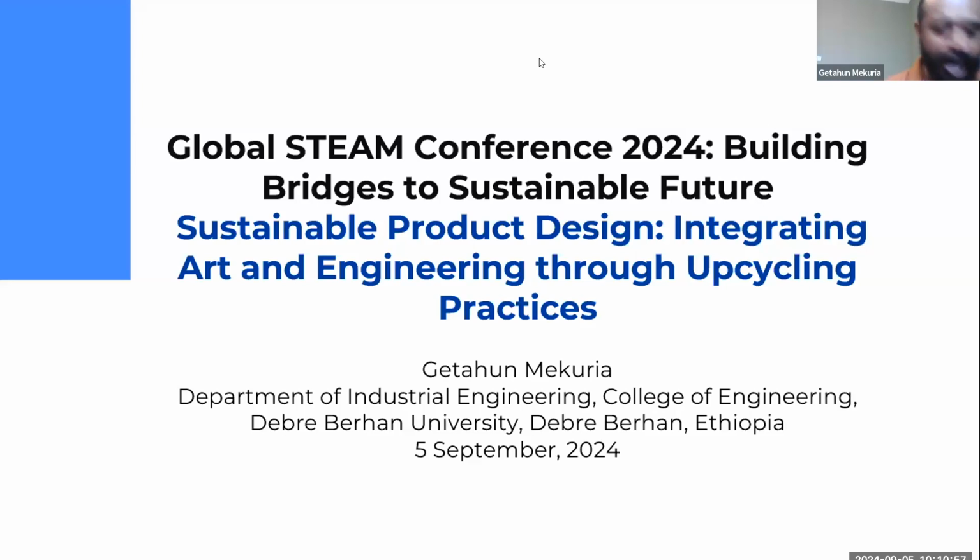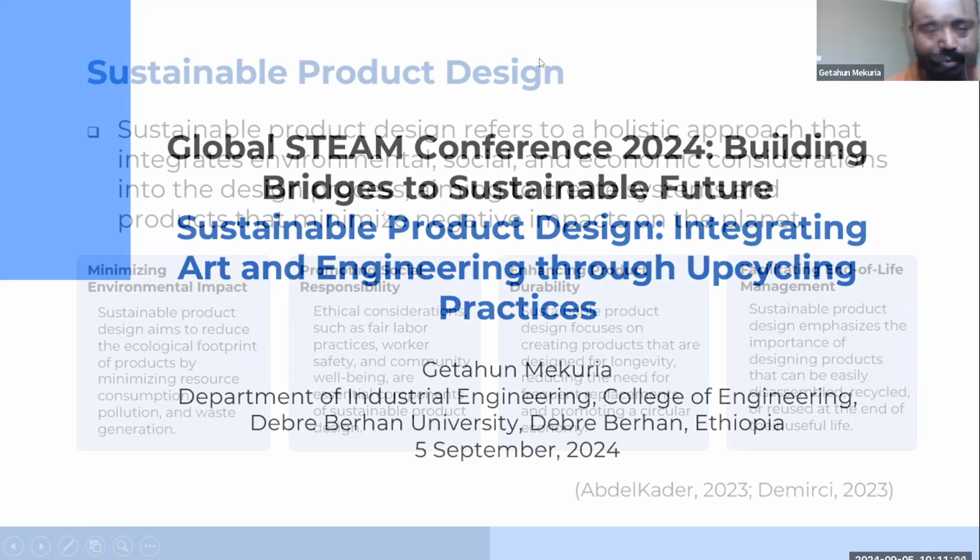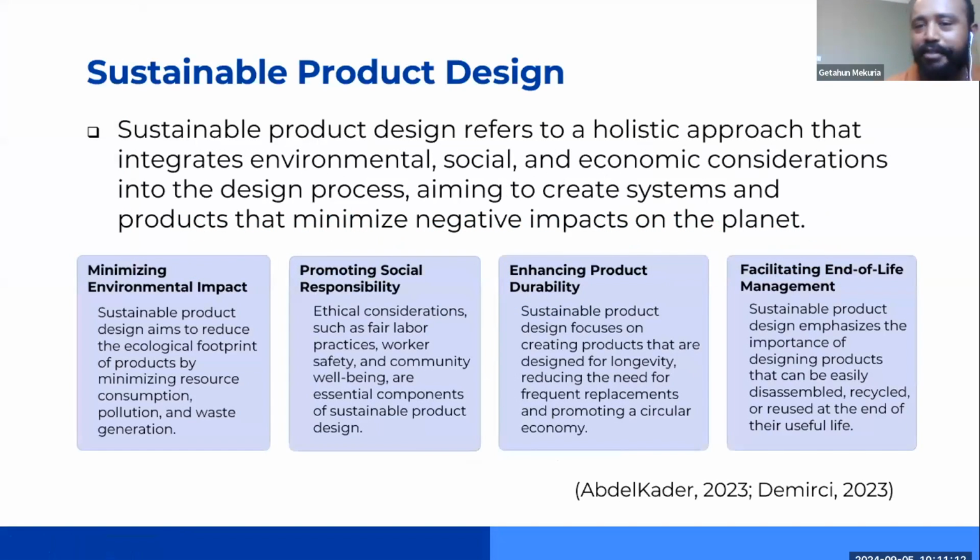So let me start by understanding what sustainability in product design really means. Sustainable product design is a holistic approach, which integrates environmental, social, and economic considerations into the design process, aiming to create systems and products that minimize the negative impact on the planet.